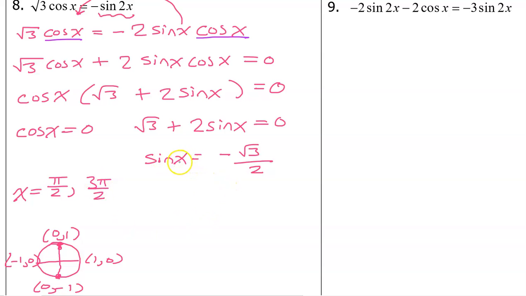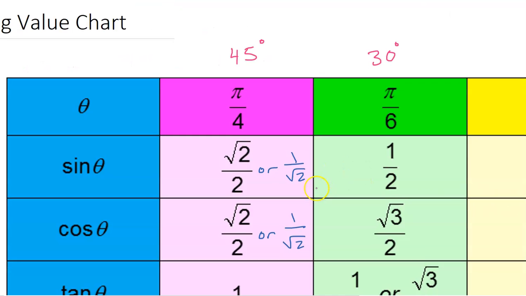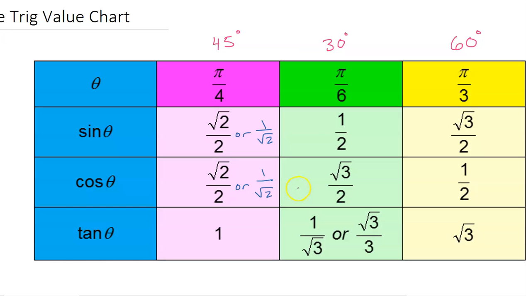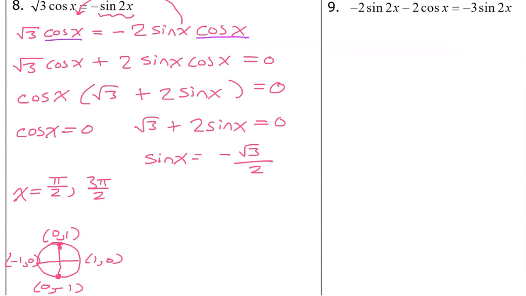What about this? The sine of what angle is equal to negative radical 3 over 2? Well, what's the reference angle, first of all? The sine of what angle is just plain old radical 3 over 2? Remember, you should have this chart memorized by now. So here's sine, and here's radical 3 over 2. So the sine of pi over 3 is radical 3 over 2. So we know the reference angle is pi over 3.